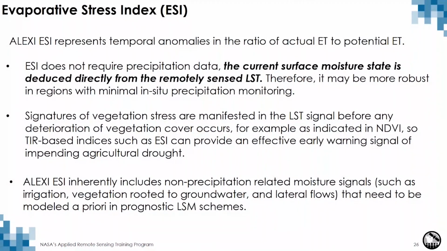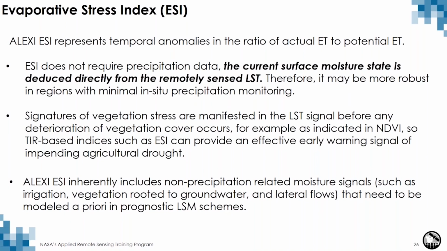The one that our team has developed is called the Evaporative Stress Index, and what we're looking at is anomalies in the ratio of actual to potential ET. Potential is that thirst of the atmosphere. But because ALEXI gives us actual ET, we're able to tie actual ET to the potential, which gives us a physical tie to what's actually happening on the ground and within the plant. One of the advantages of ESI is that it doesn't require precipitation data. We're deducing the soil moisture directly from land surface temperature. So we don't need to know precipitation, and we don't need to know soil moisture. We're deducing the current soil moisture state of the vegetation directly from this land surface temperature driven model.